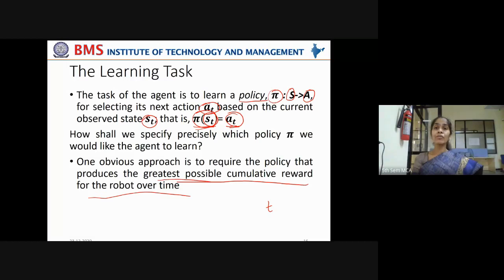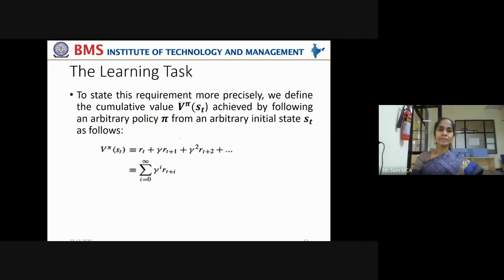That is the set of sequence of moves a particular robot can take in order to reach its final destination or perform its particular task. For that, we have V pi, the value of rewards that can be accumulated by following a control policy pi to move from a particular state S at time t.